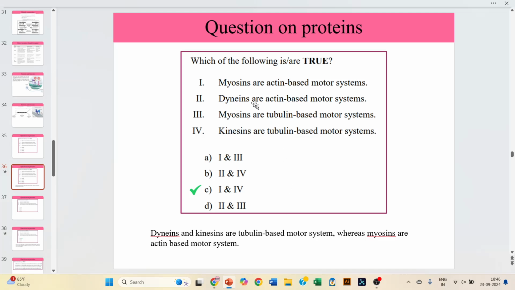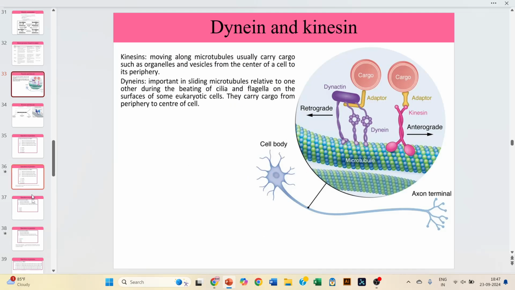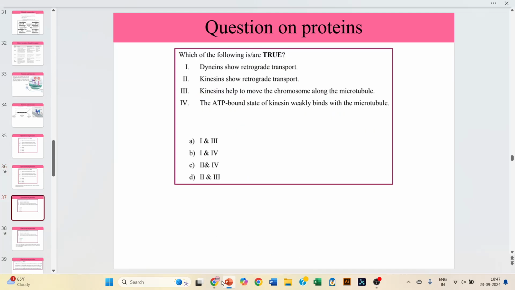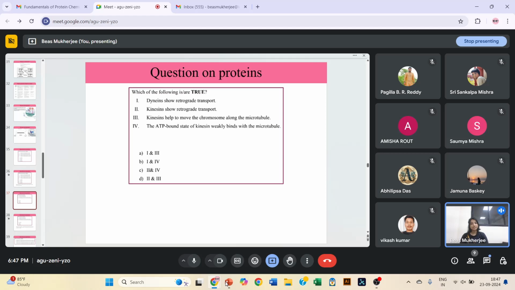C is right because we saw that myosin attaches to actin, and therefore myosins are actin-based motor system. Kinesins and dyneins, both of these are tubulin-based motor system. They are traveling, see, on the microtubule and performing their function. Right? Okay. Now we have another question, which is: which of the following is true?